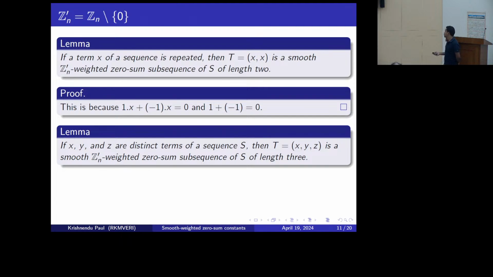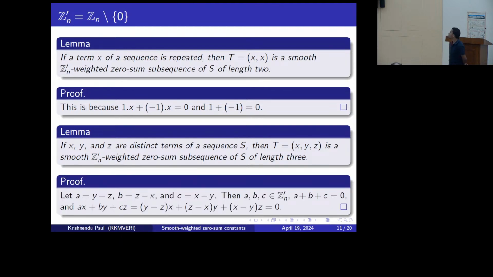If we take the sequence x, y, z, then considering the weights y minus z, z minus x and x minus y, we get a smooth weighted zero sum. Okay. So we will use these two lemmas in the next slide: if there are two equal terms, then we will get a smooth zero sum subsequence of length 2. If there are three distinct terms, then we will get a zero sum subsequence of length 3.